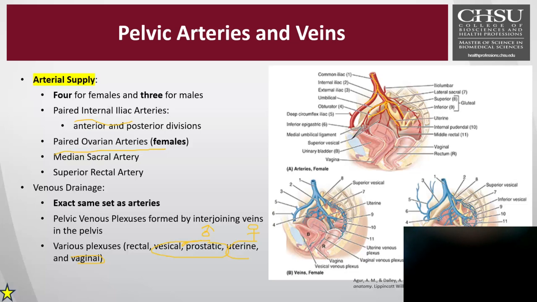Veins on the bottom, you'll see a comparison of males and females, but it's very similar. So on the top, we have number 1 coming through, and then we have the uterine, the main difference, and then the vaginal.